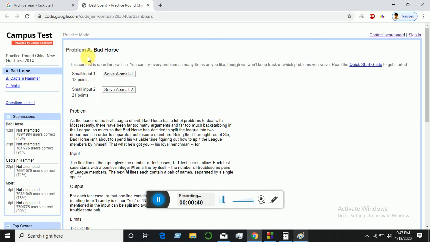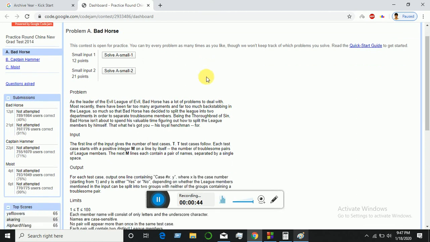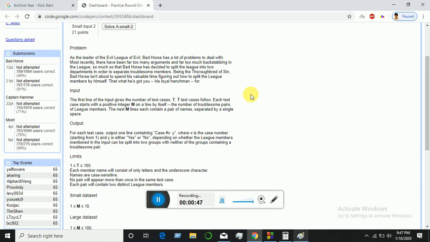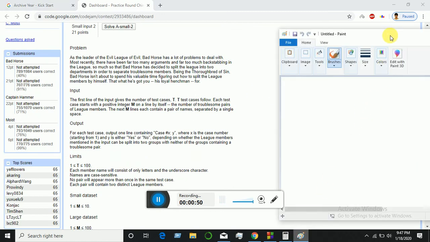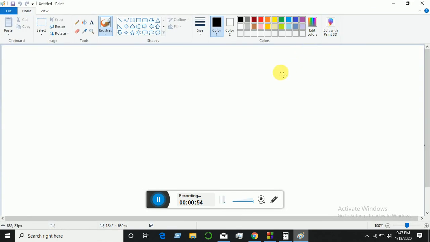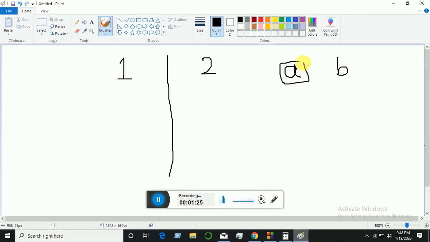Okay, the problem name is Bad Horse. First, I will talk about the problem description. Actually, in this problem, there are two groups: number one group and number two group. So we have to determine whether the given characters can be placed into two different groups. Suppose our input is A and B. It means if A is in group one, then B must be in group two, right?